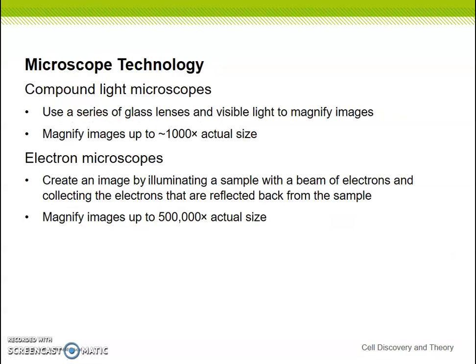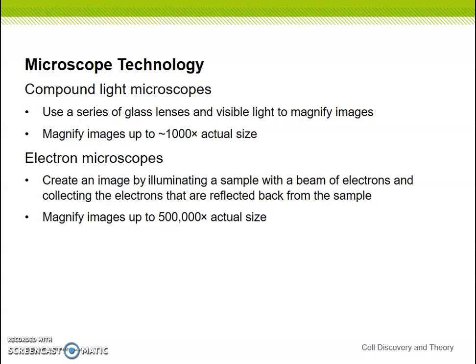Microscope technology. There are 2 main categories: compound light microscopes and electron microscopes. Compound light microscopes are the kind of microscopes that we have here at school, and they use a series of glass lenses and visible light to magnify images. They can magnify something up to 1,000 times its actual size. The ones that we have here at school go up to about 400 times larger, I believe. But a really good, expensive one can do up to 1,000.